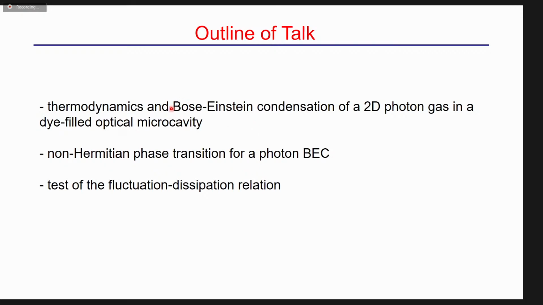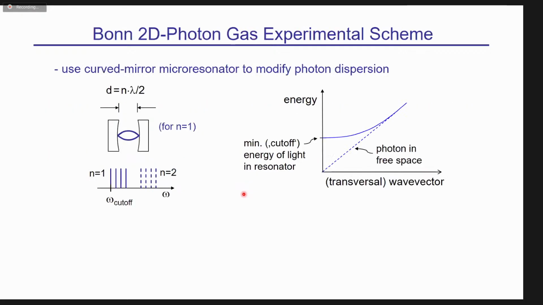I will first talk about the thermodynamics of the system, and then on how to obtain a Bose-Einstein condensate, with that, a two-dimensional photon gas. I will then talk about more recent experiments, which refers to the title of my talk, on a non-equilibrium phase transition for such a photon BEC, between dissipative phases. And finally, I will talk about a test of the fluctuation-dissipation relation for this quantum gas of light. Okay, so that's next, on the principle of our experimental machine.